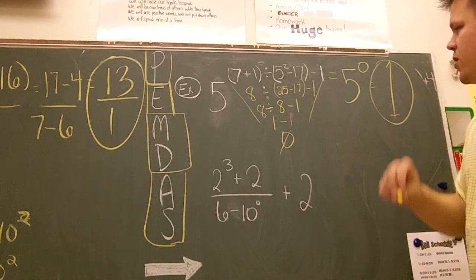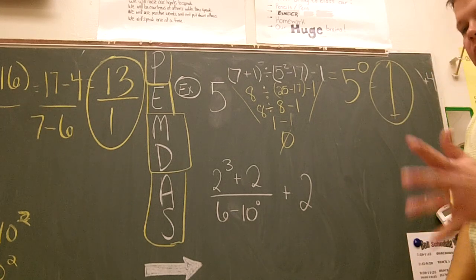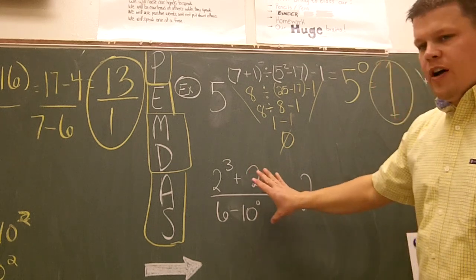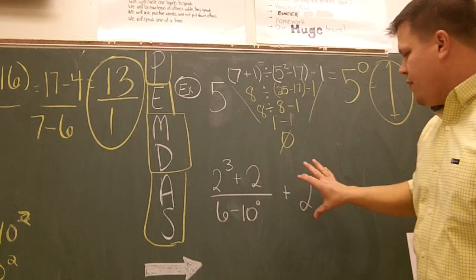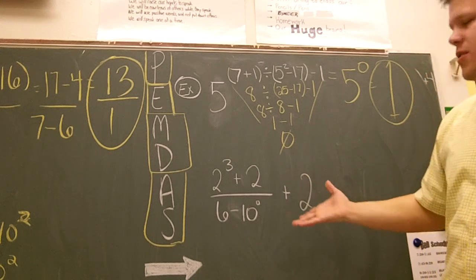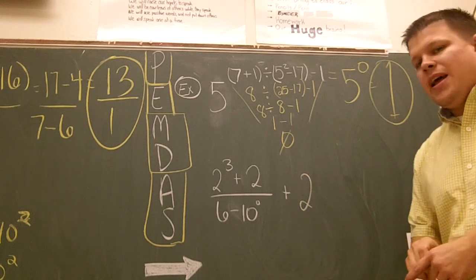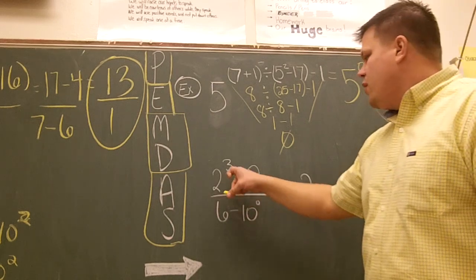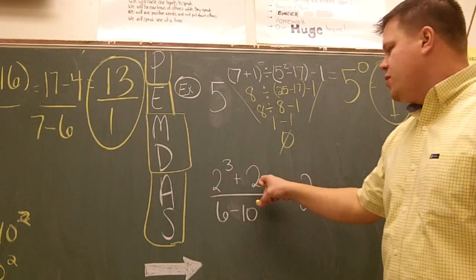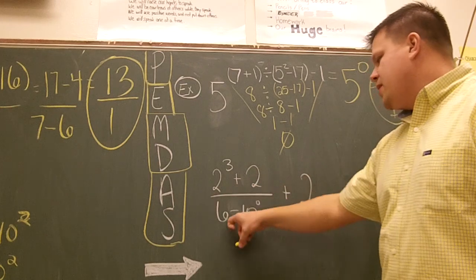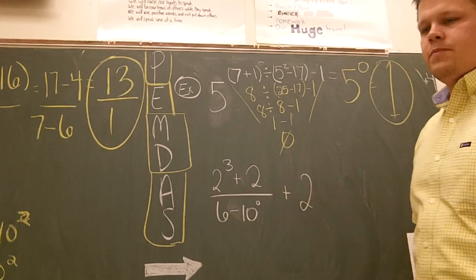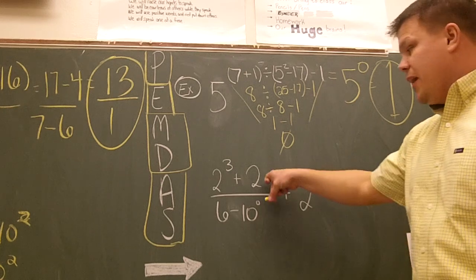Okay. Last question. We have a little bit of a combination question here. We have a little fraction, order of operations expression, and we have just something to add on to it, which is not really that hard. It's just something that has to be considered when you simplify the expression. We have 2 to the 3rd power, or 2 cubed, plus 2, divided by 6 minus 10 to the 0 power, plus 2. Our first step needs to be to take care of this.